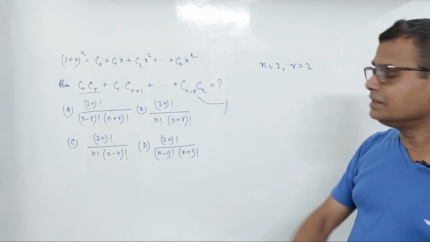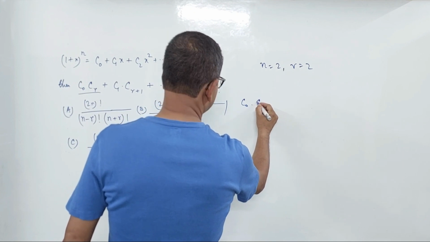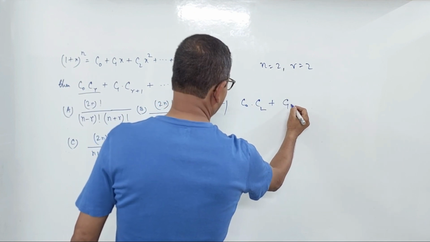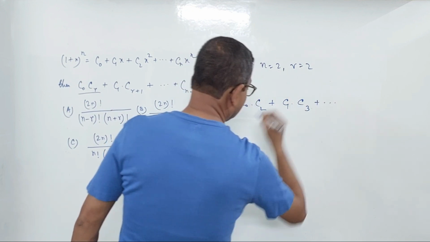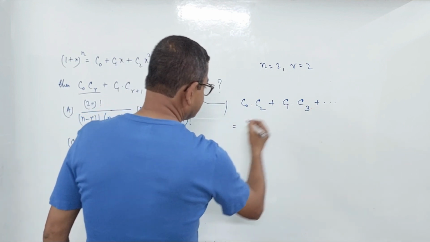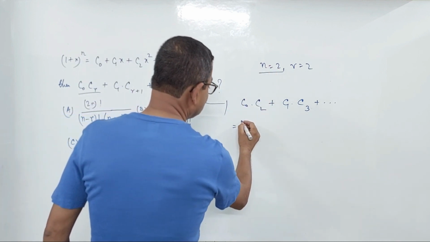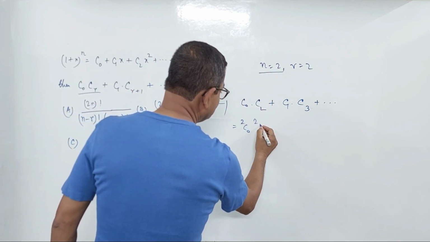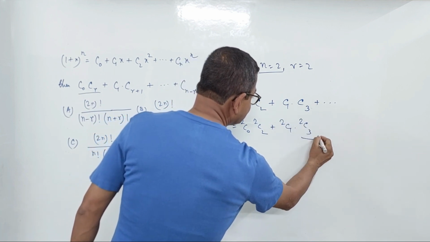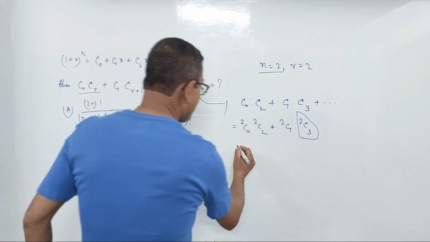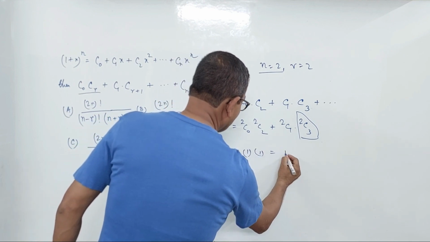Now this expression becomes c0·c2 + c1·c3 + ... That is, what is this? It is nC0, where n is 2. So 2C0 and 2C2, plus 2C1 into 2C3, which is not valid. So 2C0 means 1, and 2C2 means 1, so we get 1 here.